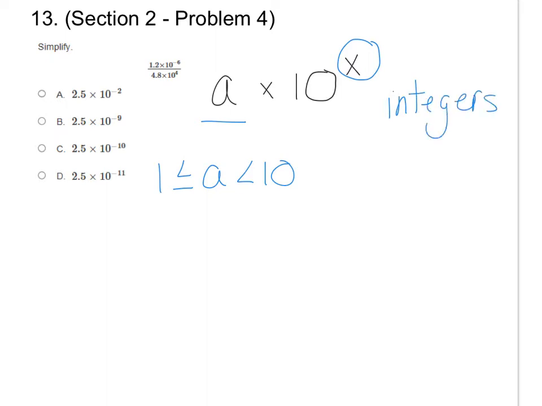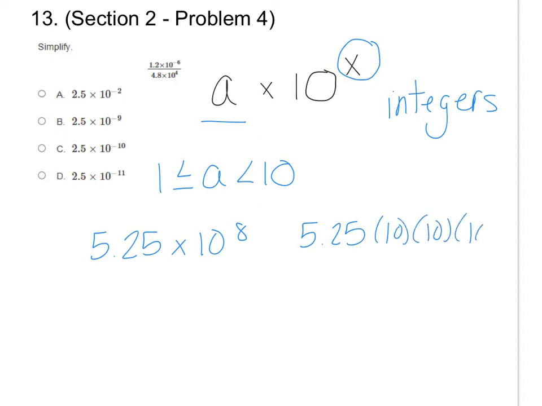So some examples of numbers that are written in scientific notation would be 5 and 25 hundredths times 10 to the 8th power. So what that really means is you're taking 5 and 25 hundredths and you're multiplying it by 10 8 times.